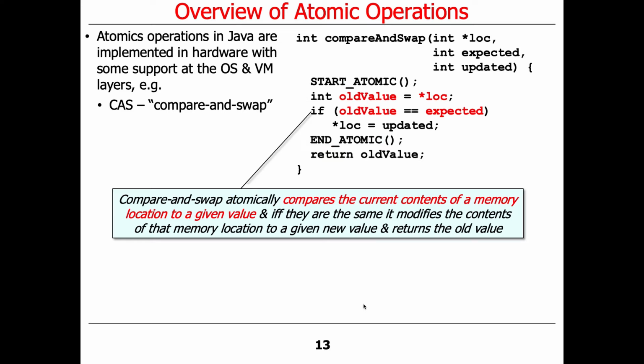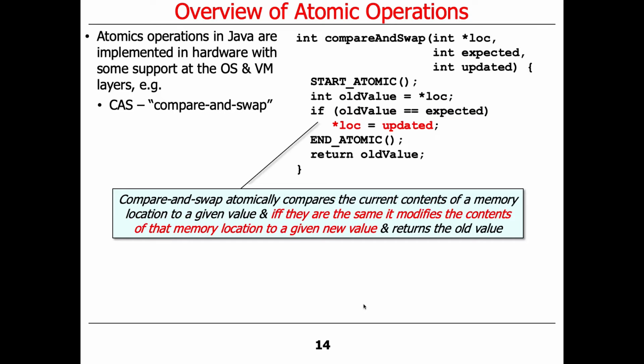So the first thing we do is we go and read the contents of the location in memory. This is just a pointer, good old C++ pointer. And we store the contents in old value. And then we check to see if the old value, or really the current value, is equal to the value that we expect or desire. We compare the current contents of memory, that's what old value is, to a given value, that's what expected is. So we check and say, is the current value at this location equal to what we expect or what we want it to be?